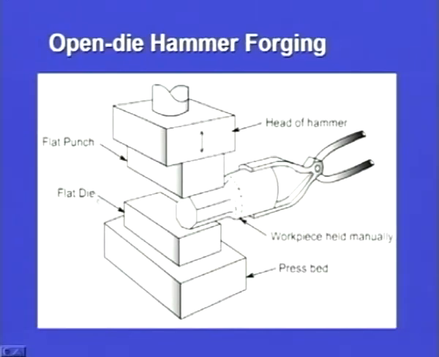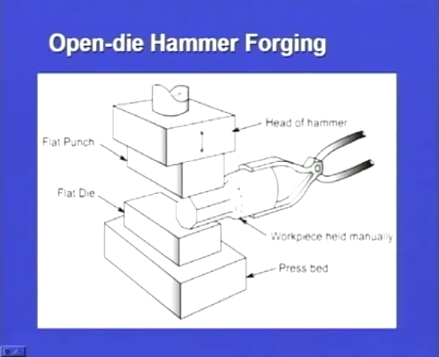Then there is a flat die which is shown here. There is a press bed. This is the workpiece. We can see we are giving shape to this workpiece with this head of the hammer. Then this workpiece is held manually.